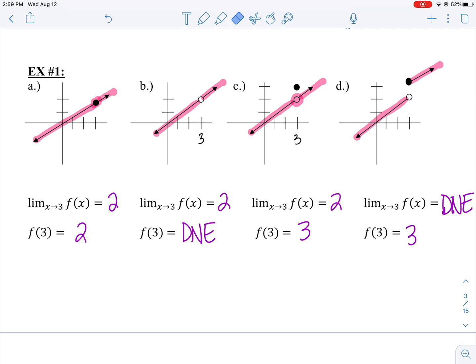It's okay to have a hole. The limit might still exist. But if there's a big old gap, then we're definitely not together and the limit doesn't exist. Make sure you can look at a graph and determine not only function value, but the limit as x approaches a certain value.